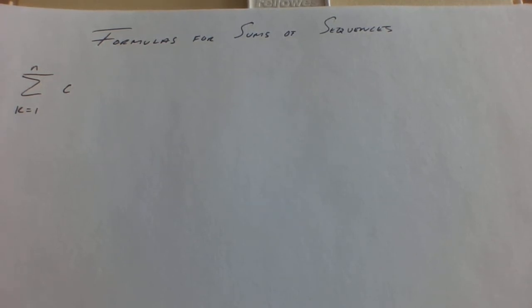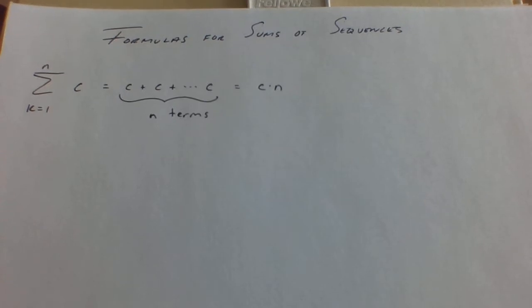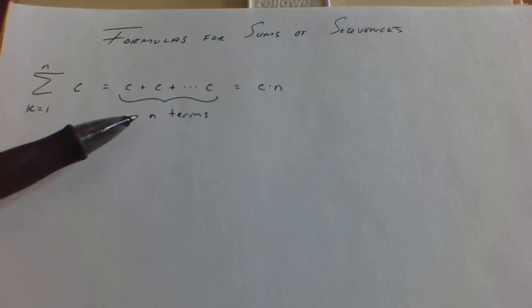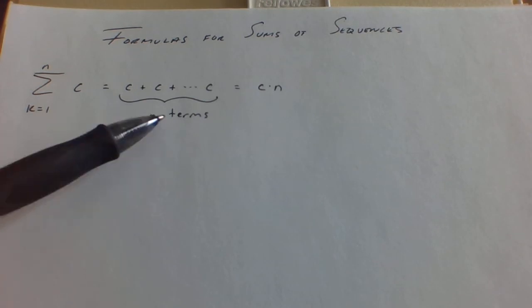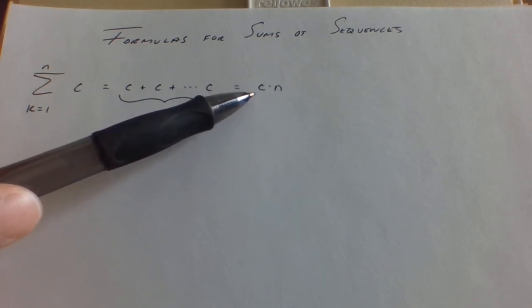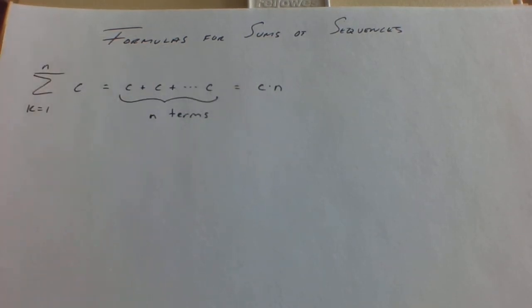So for our first one, we have the summation from k equals 1 to n of the letter C. C in this case represents a constant. So if I was adding them together n times, that would be the same thing as C plus C plus C, right? A total of n times, or in this case, just C times n, my constant times the number of times I'm adding it together.